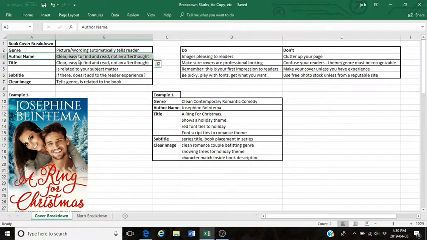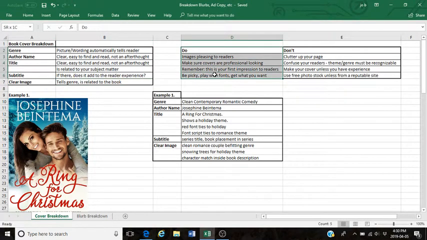Your author name needs to be clear, easy to find and read, and not an afterthought. And that has to be the same with your title. We also want to know if your title is related to your subject matter, and your subject matter is what is in your book. Your subtitle, if you have one, should also add to the reader experience. And your clear image, the image of your book, tells your genre and is related to the book. So, very important things to know and have on your book cover.